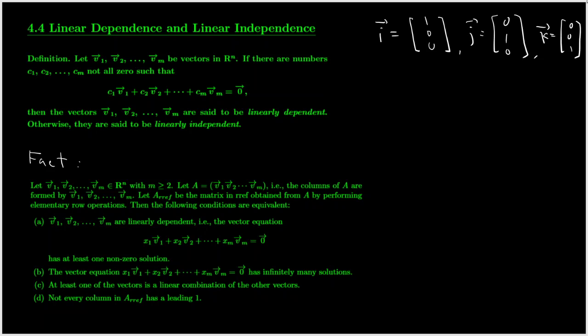Now listen to me carefully. For these three vectors in R3, no vector among i, j, and k is a linear combination of the two other vectors. Try to understand that. i is not a linear combination of j and k. j is not a linear combination of i and k. k is not a linear combination of i and j. In this case, we say the three vectors are linearly independent.